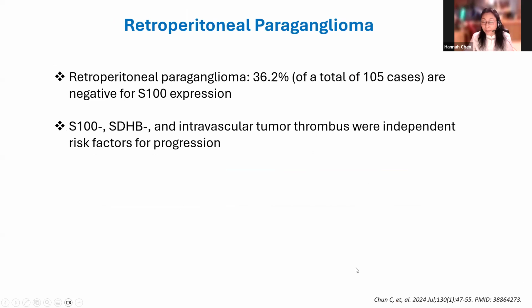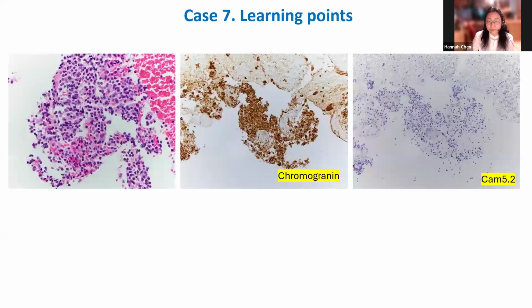Another paper studied 105 cases of retroperitoneal paraganglioma and showed one-third of cases were S100 negative. In this particular study, they found that negative S100, negative SDHB, and intravascular tumor thrombosis were independent risk factors for tumor progression.